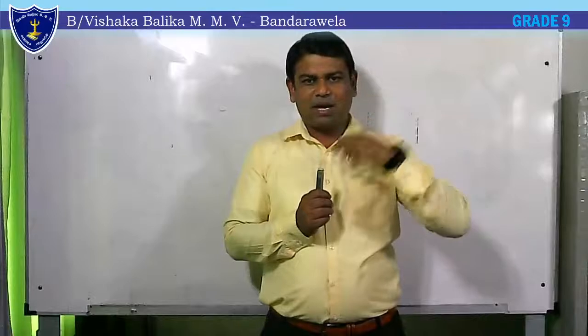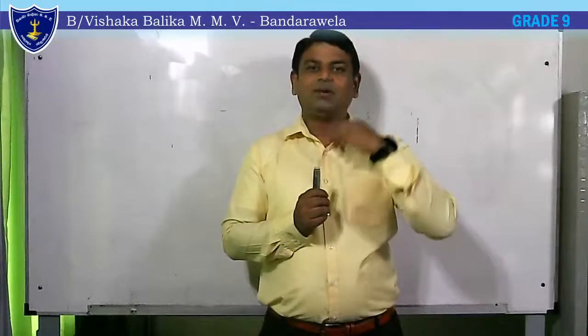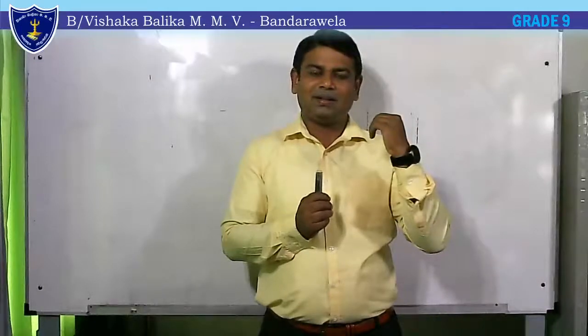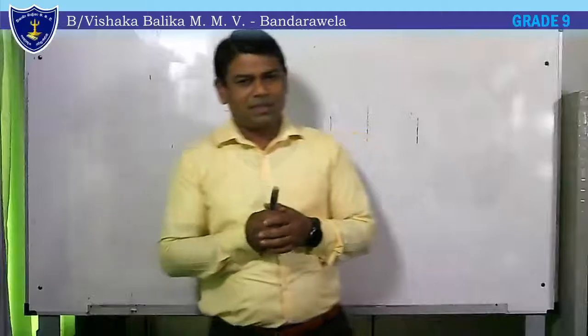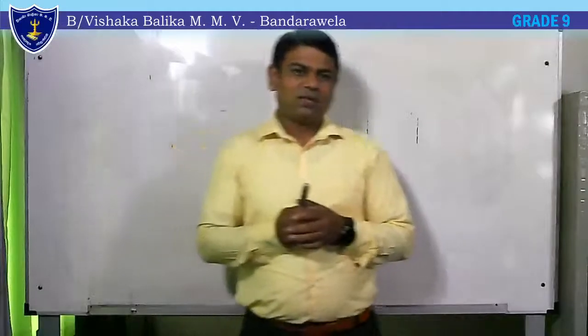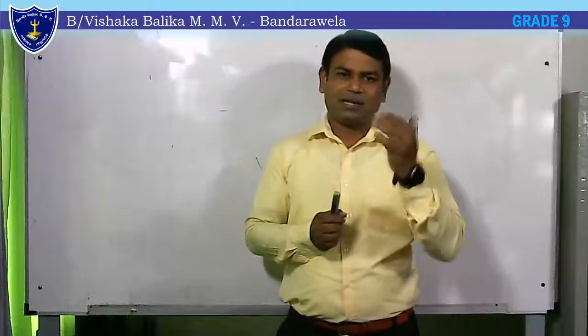Comes back to the heart once they release the oxygen. Again, it goes to the lungs to collect oxygen. Therefore, we call this process a double circulation. The process of the blood cycle occurs in two cycles.